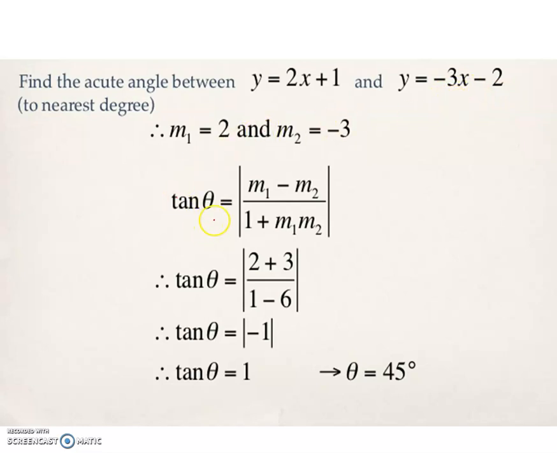That's why tan theta is equal to modulus of m1 minus m2 upon 1 plus m1 into m2. Therefore, tan theta is equal to 2 plus 3 upon 1 minus 6. 2 plus 3 is 5 upon minus 5, 5 gets cancelled. Final answer minus 1. But the modulus symbol gives the positive value of any number. That's why tan theta is equal to 1. We know that tan 45 gives the value 1. Therefore, theta is equal to 45 degrees.